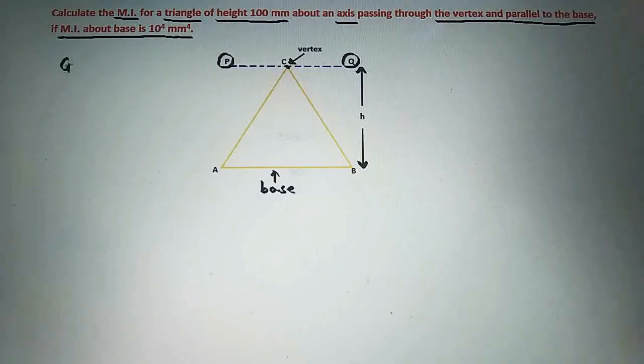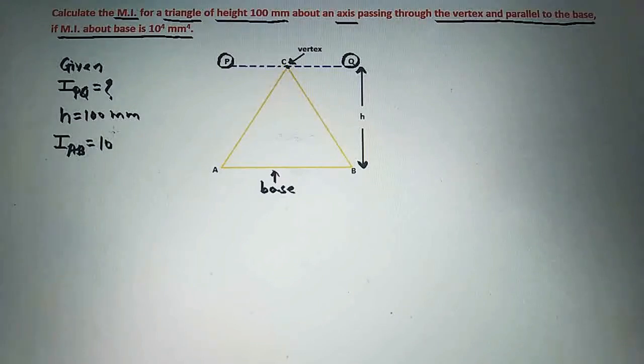So in given we will write: IPQ is the moment of inertia about the axis which is passing through the vertex and parallel to the base, and that we have to find out here. Next, in given we will write the height of the triangle, and this height is 100 mm. Then the moment of inertia about the base is given, and that base is AB. So the moment of inertia of base AB, that is IAB, is equal to 10 raised to 4 mm raised to 4, that is given in this question.